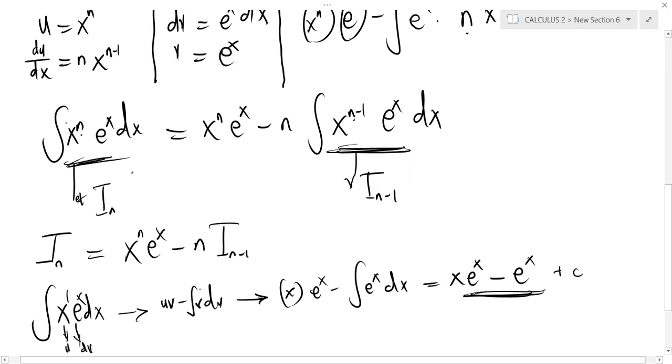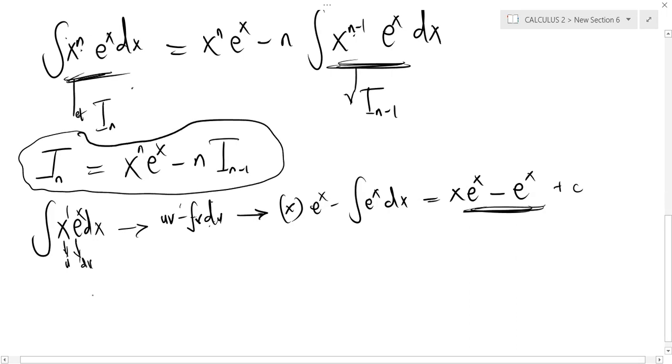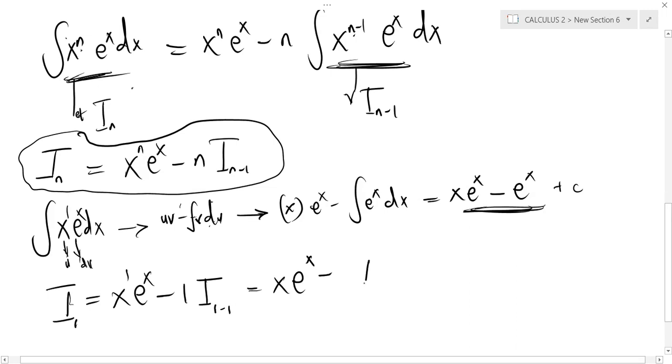If we were to use the formula, so we want I_1 using the general formula that we found here. We want to get I_1 when x is raised to power 1. So what is our I_1? Our I_1 will be x raised to power 1 e^x minus 1 times I_(1-1). And this will basically give us x e^x minus I_0.